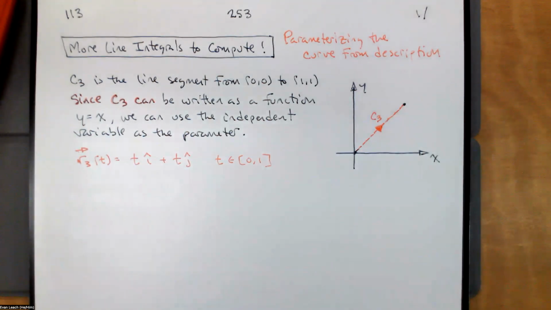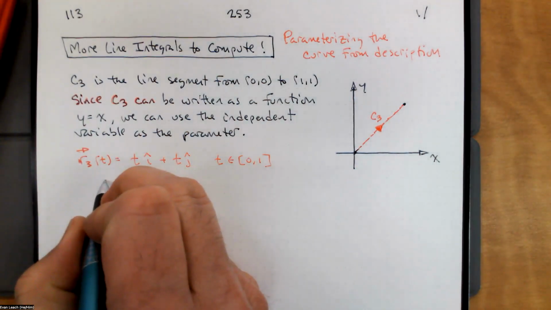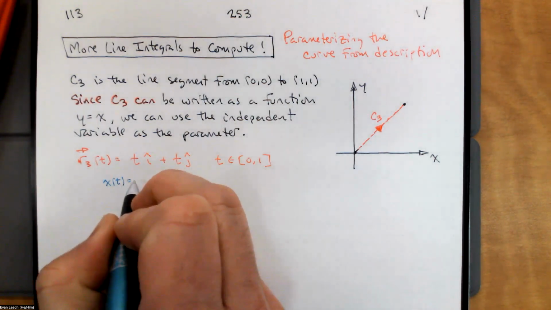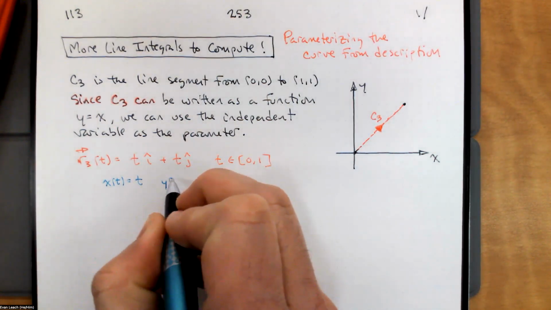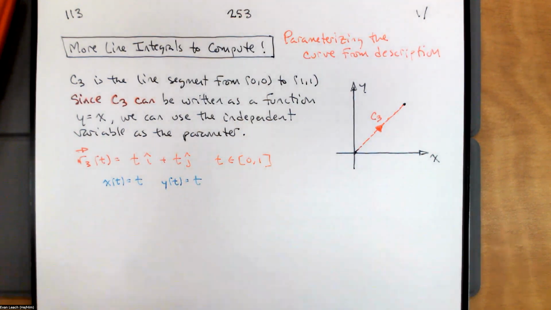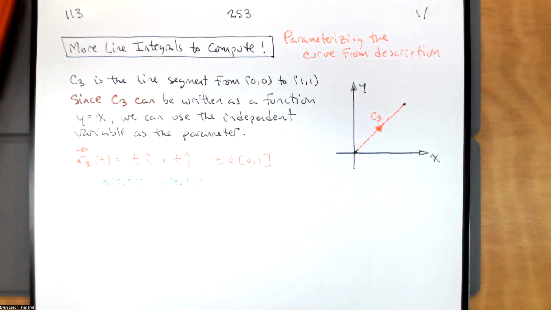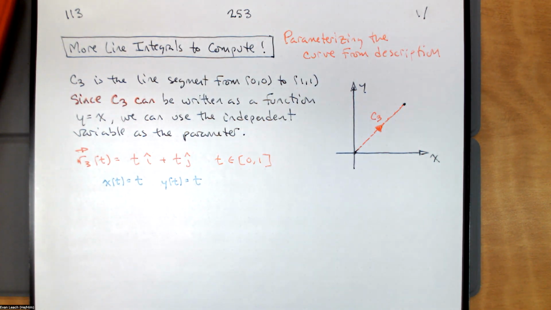So our x of t is equal to t, and unsurprisingly, y of t is equal to t as well, because x and y are equal. That's the equation, the function that describes this path. With the parameterization, we get a little bit more. We don't just get the shape. We get a direction from 0, 0 to the point 1, 1. And we get this segment representing the entire line.